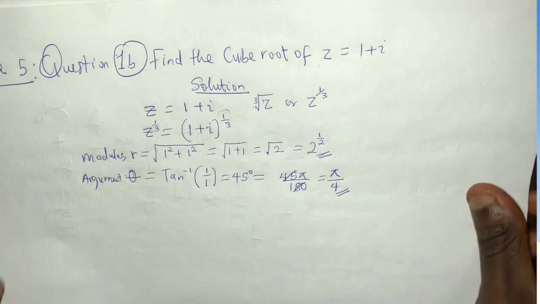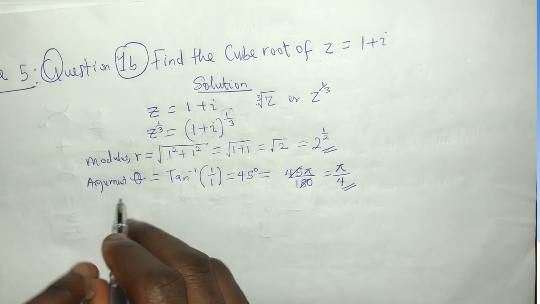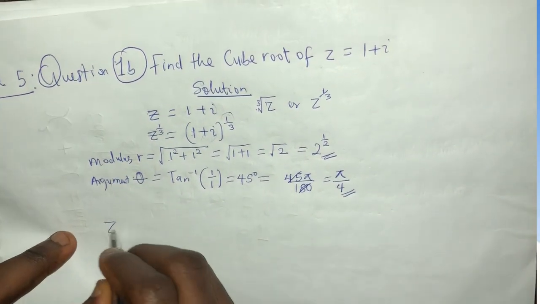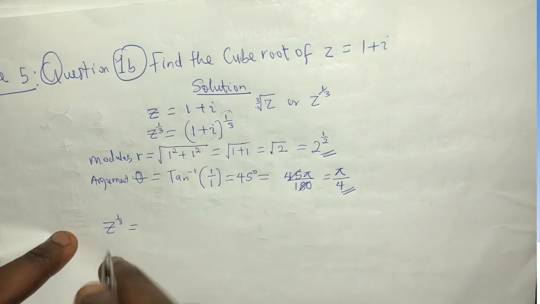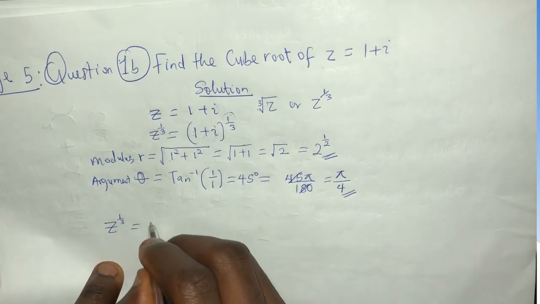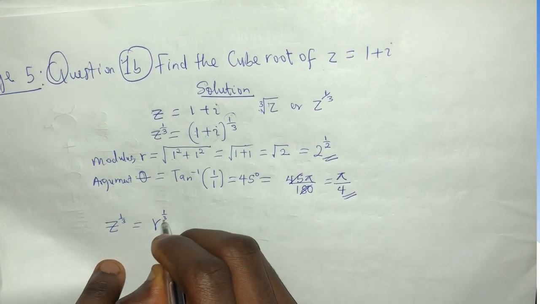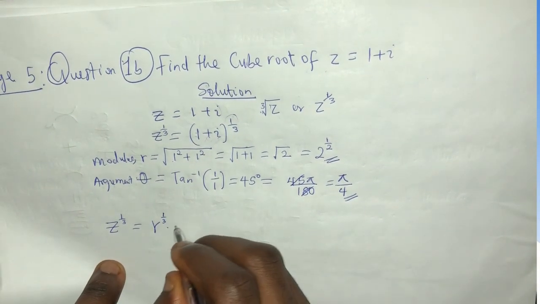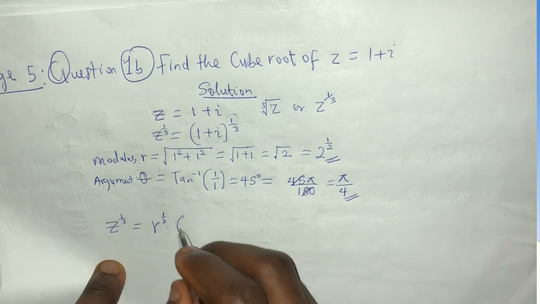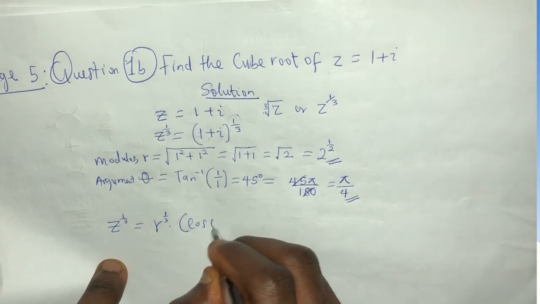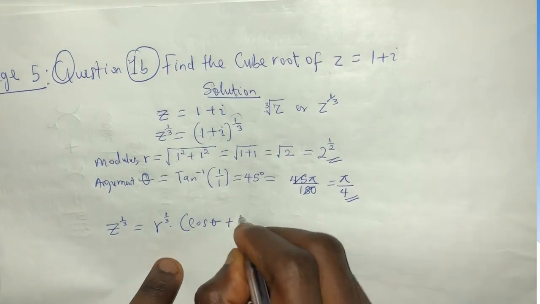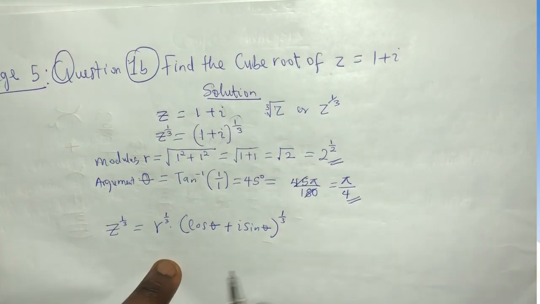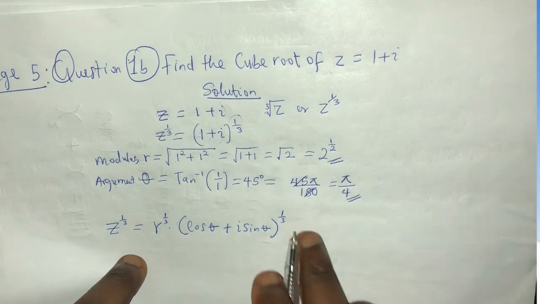I wouldn't want this video to be too long, so let's make it snappy. Now remember we are still looking for the cube root, right? So in that case, let me go straight to the final answer. The cube root in this case is going to be r to the power of 1 by 3, then multiplied by cos theta plus i sine theta all to the power of 1 by 3. So this is exactly what it is going to be.